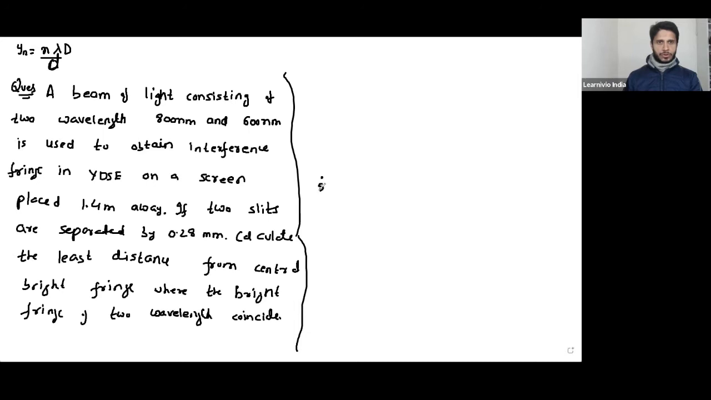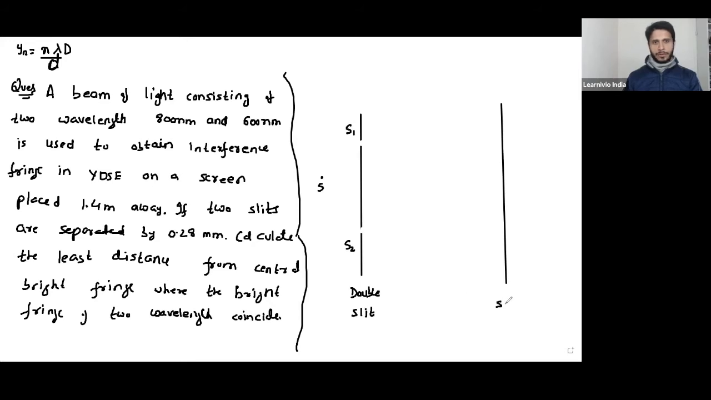So this is source. This is double slit. And this is screen. So these are two slits, slit 1 and slit 2. There is slit number 1. This is slit number 2. This is your double slit pattern. And this is screen.